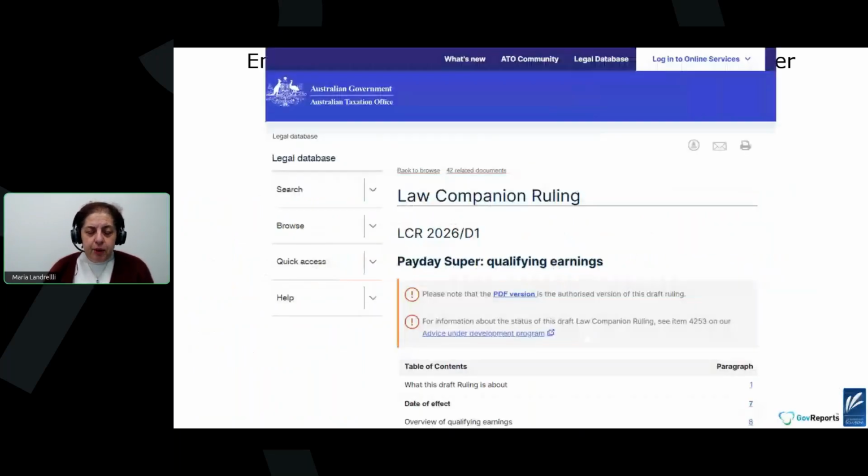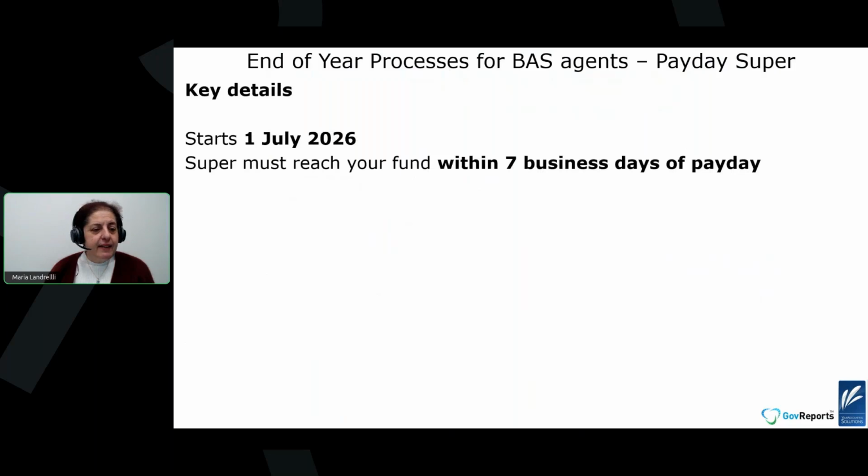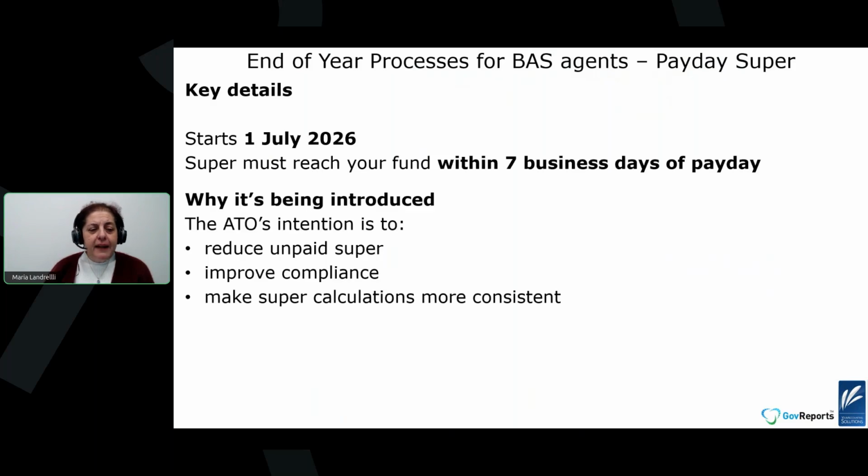So Payday Super, if you haven't had a look at it, there is a law companion ruling about Payday Super. It is still in a draft stage, but what we know is that starting 1st of July, the super must reach the fund within 7 business days of payday. So basically, the ATO's intention is to reduce the unpaid super, of which we know there's a lot, and the compliance that goes with it.